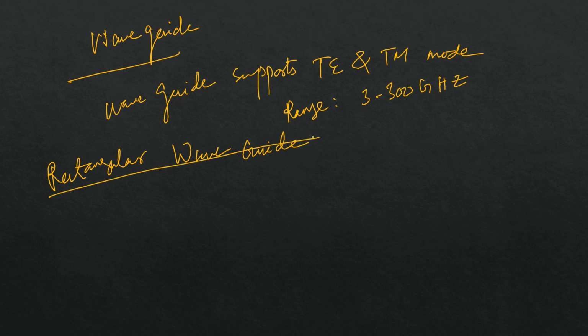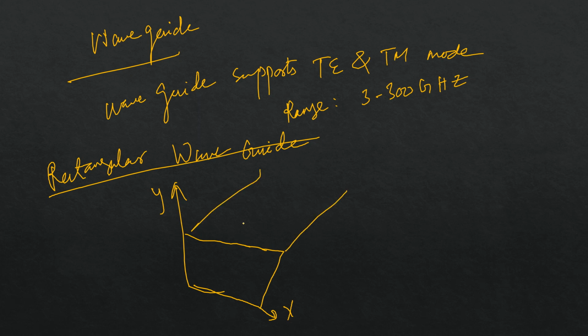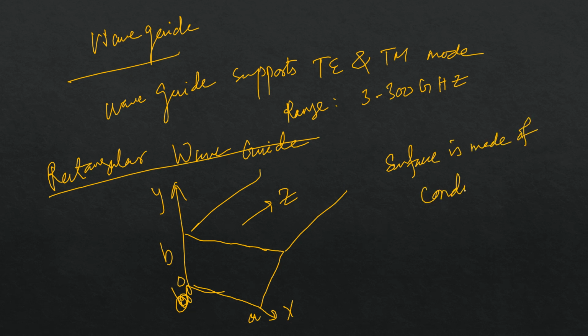Rectangular waveguide. First one is rectangular waveguide. Okay. For rectangular waveguide it's something like this. X axis, Y axis. Z axis, dimensions a and b. This is origin. So the surface is made of conductor here. Right. This is a rectangular waveguide.